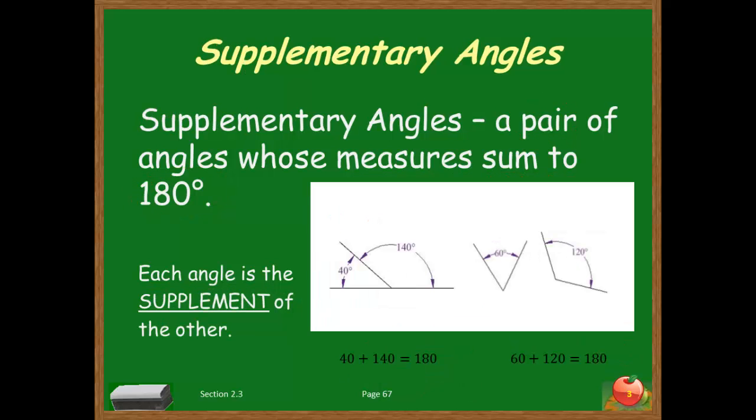Supplementary angles, a pair of angles whose measures sum to 180 degrees. Supplementary angles. Again, a pair of angles. There are two angles whose measures sum or add to 180 degrees. Each angle is the supplement of the other. These two angles are supplements. They add to 180 degrees.